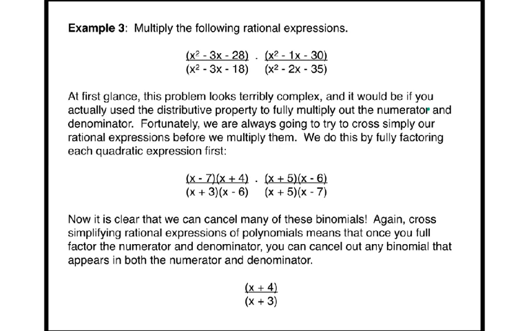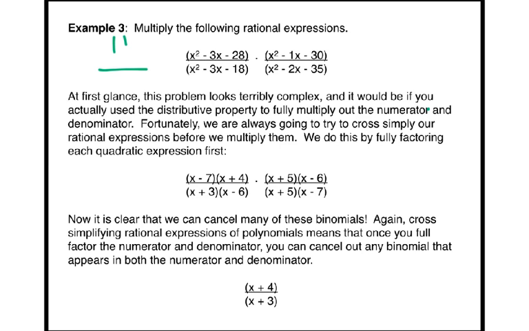Here's another example. Multiply the following rational expressions. Wow, this is looking fairly complex. Nothing is factored, and none of these trinomials are the same. At first glance, this problem looks terribly complex, and it would be if you actually used the distributive property to fully multiply out the numerator and denominator. Fortunately, we are always going to try to cross-simplify our rational expressions before we multiply them.